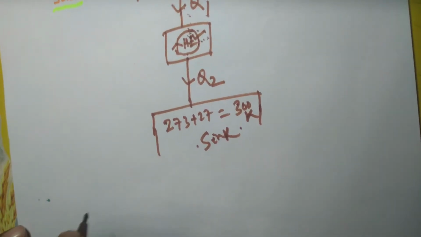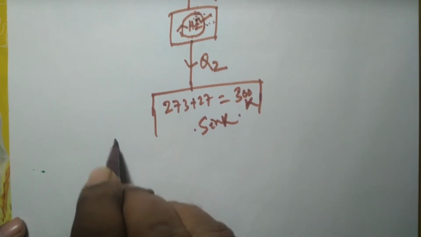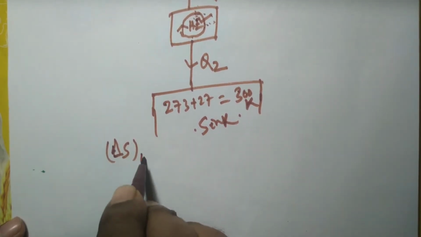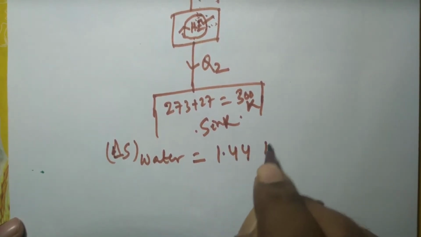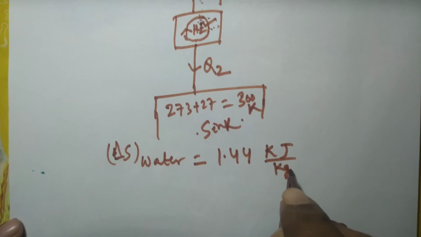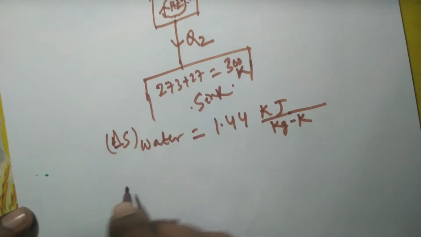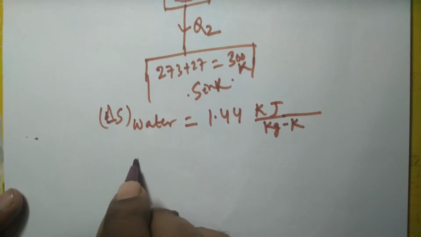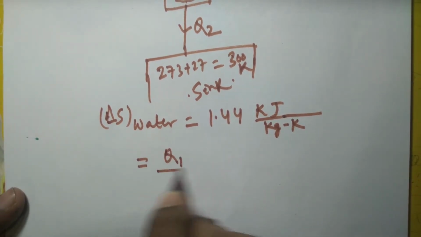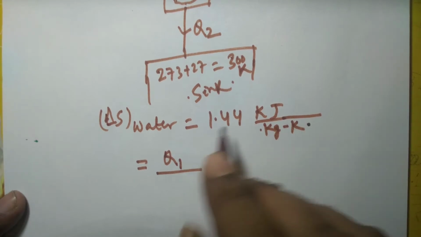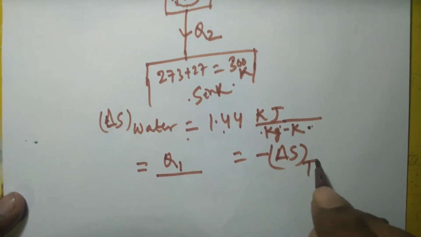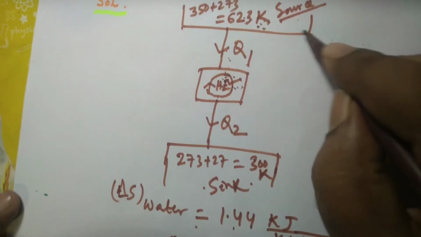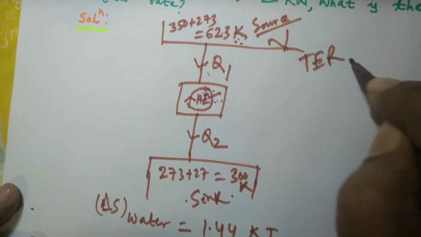So the associated entropy change, delta S of water, the change in entropy of water, is given to be 1.44 kilojoule per kg Kelvin. So delta S of water is nothing but Q1 over T1, and this delta S of water is also equal to minus delta S of thermal energy reservoir 1. This is your thermal energy reservoir 1, the source.